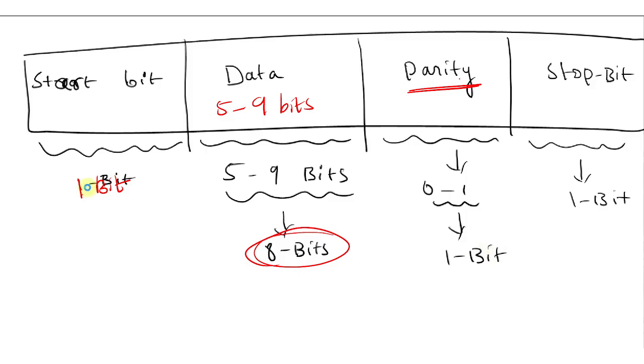Okay, parity you came across, like even parity and odd parity. This is also one bit, so this can be 0 or 1. This is one bit, and one more is the stop bit. Stop bit means what? This is also one bit.